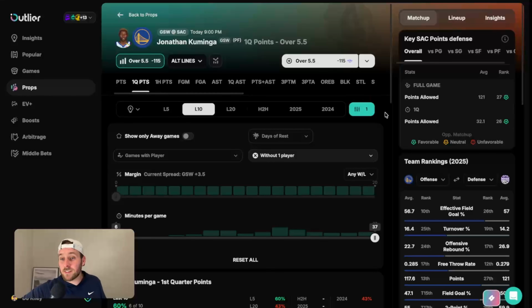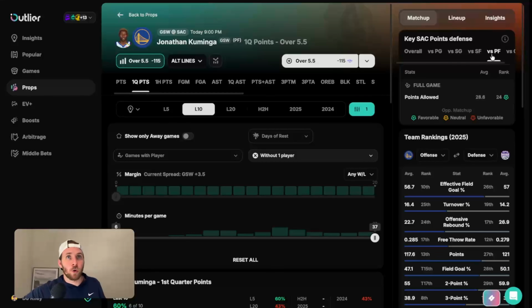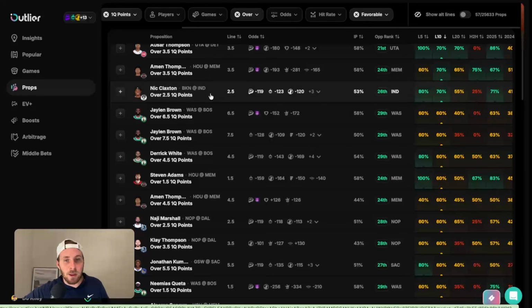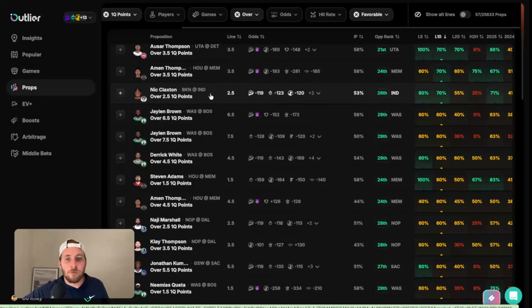Now you can also take it a step further and look at how they perform versus his position as well. He is a power forward, so you can look at how they perform versus power forward. Now this only shows you the full game, but you can still see that they allow a ton of points to this power forward position. Everything is showing that this is a very favorable matchup for Jonathan Kuminga, and I would take that much rather than take that Nick Claxton play going over 2.5 first quarter points.